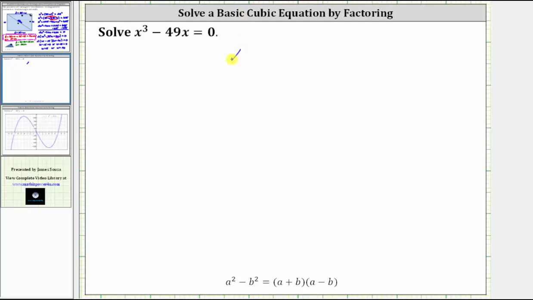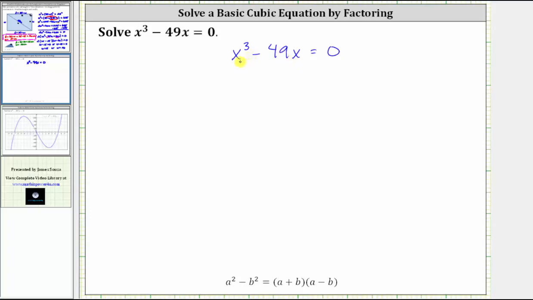We are asked to solve the equation x cubed minus 49x equals 0. We will solve this equation by factoring. Remember, the first step in factoring is always to factor out the greatest common factor. Looking at the two terms on the left side, they both share a common factor of x. X is the greatest common factor.